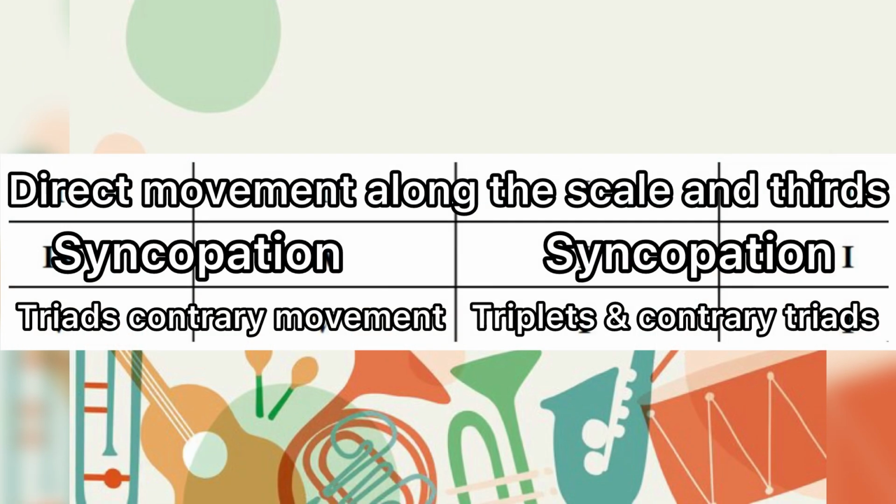What did we get? Triplets and contrary triads. It turned out very well. Let's write this down in your plan. Contrary triads and acceleration. Let's listen to the whole thing. What did we get?